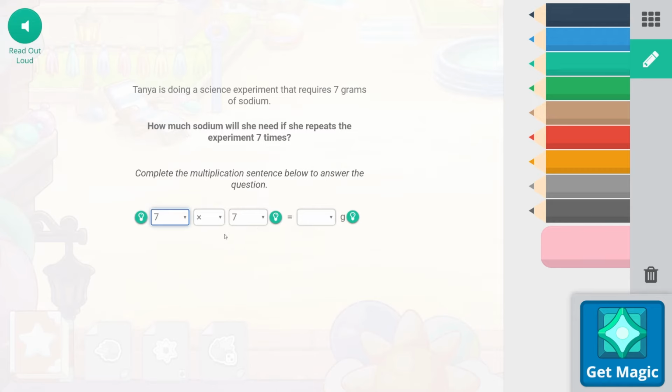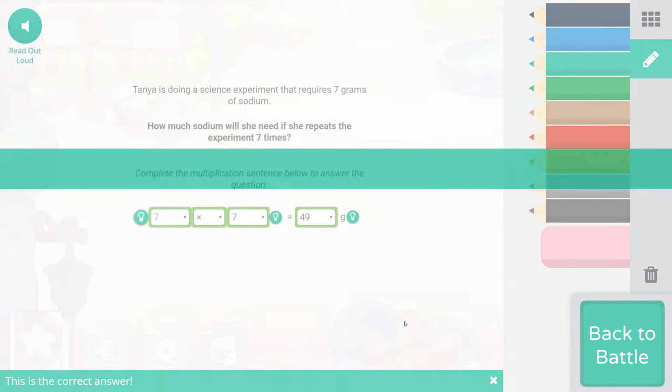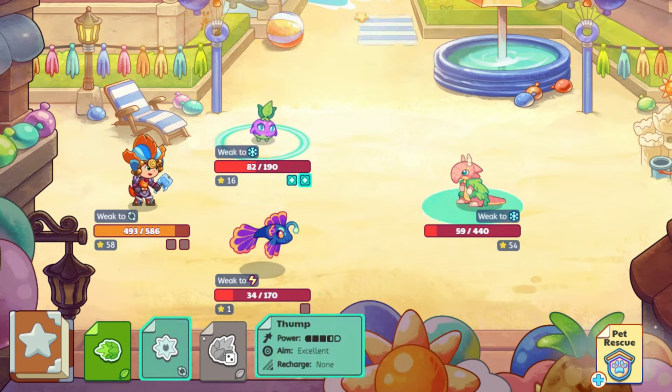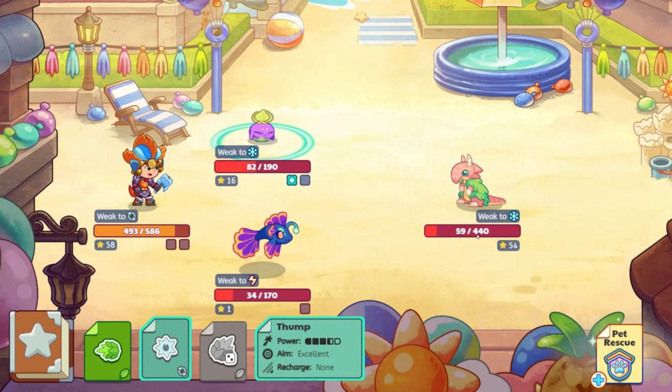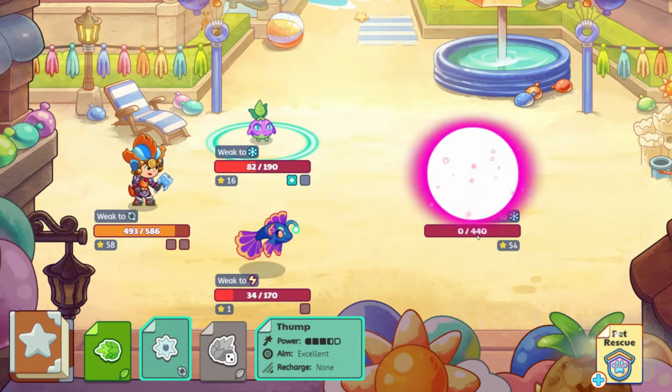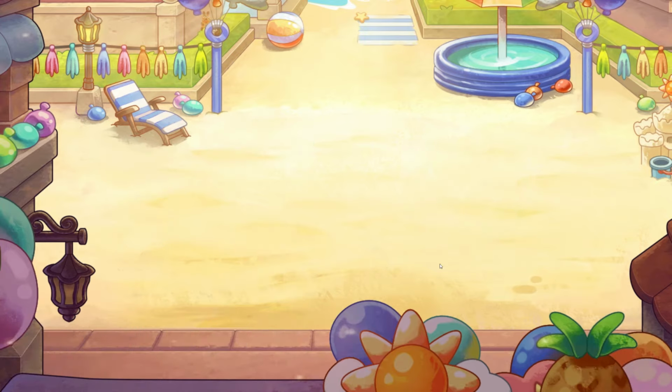Here, each group of the experiment needs 7, so 7 times 7 is going to be 49. Woohoo! And let's thump them. There we go.